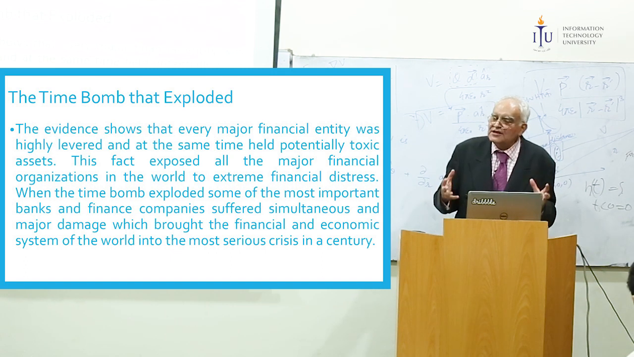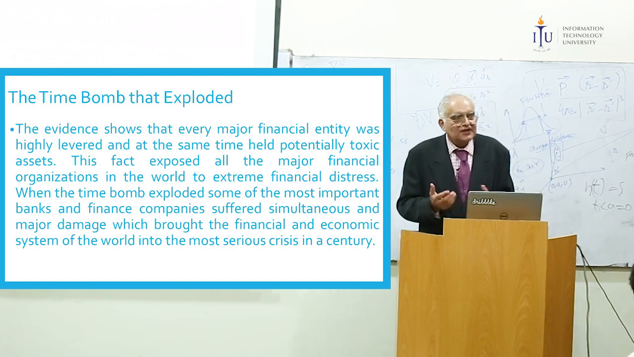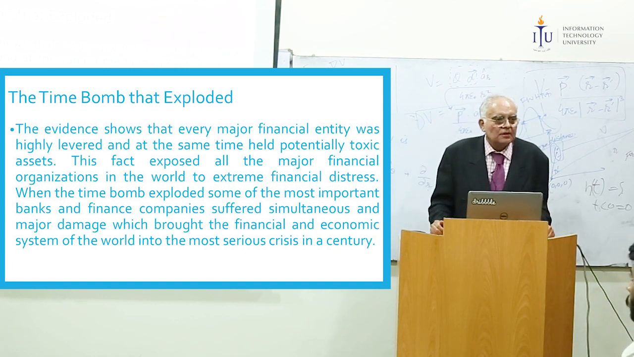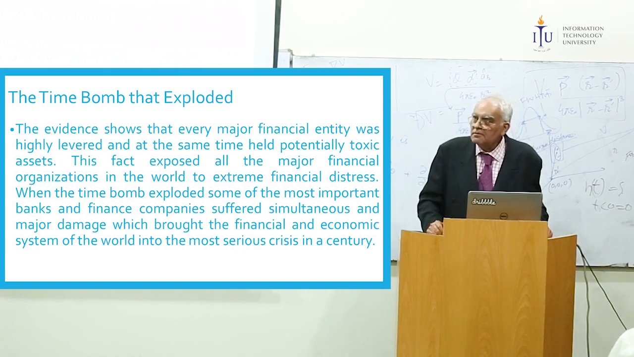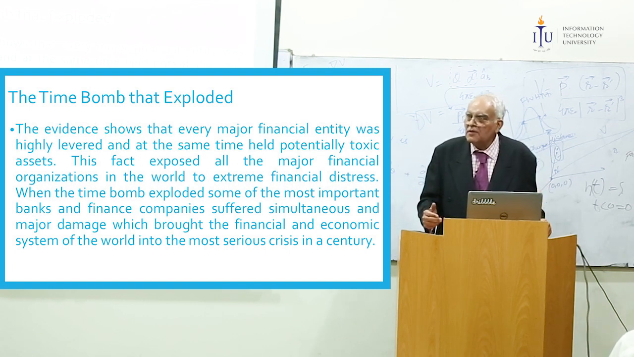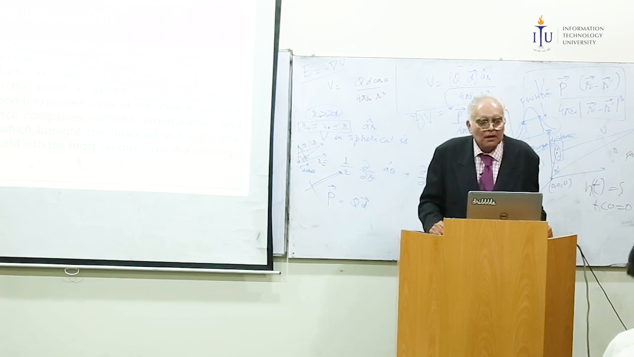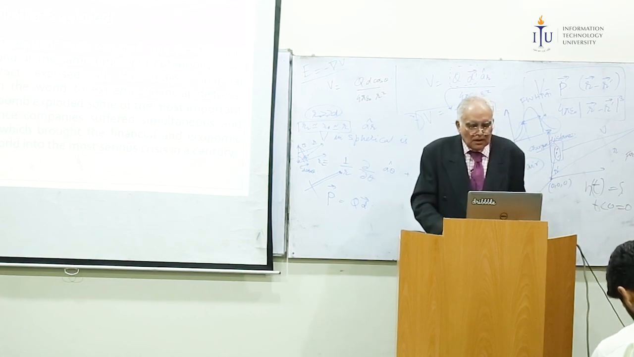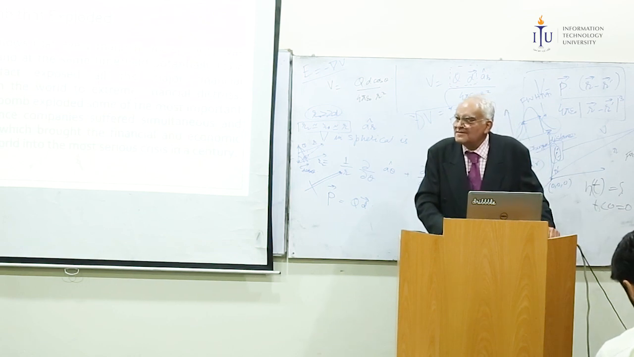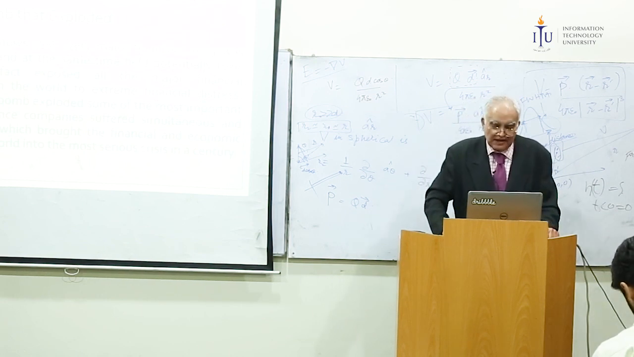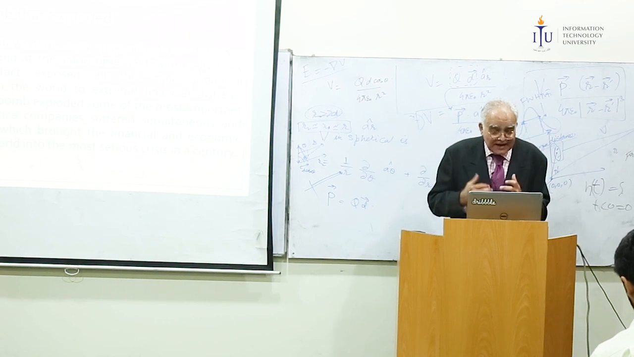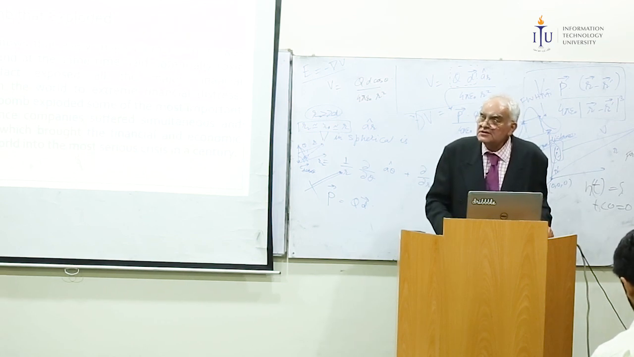If every major financial entity has toxic assets and is highly levered, within an environment of imperfect information, where the future is not necessarily based on past averages, certain unknown, unexpected events can occur, such as a loss of confidence. It could be a time bomb, it could explode, it's like a chain reaction. Well, the bomb did explode in the year 2008. And then some of the most important banks and finance companies suffered simultaneous and major damage, which brought the financial and economic system of the world into the most serious crisis in a century.